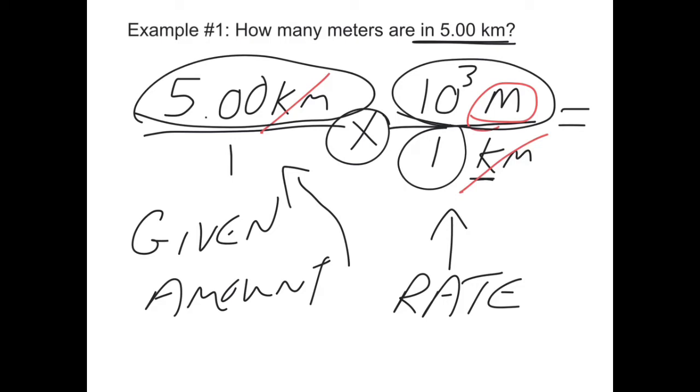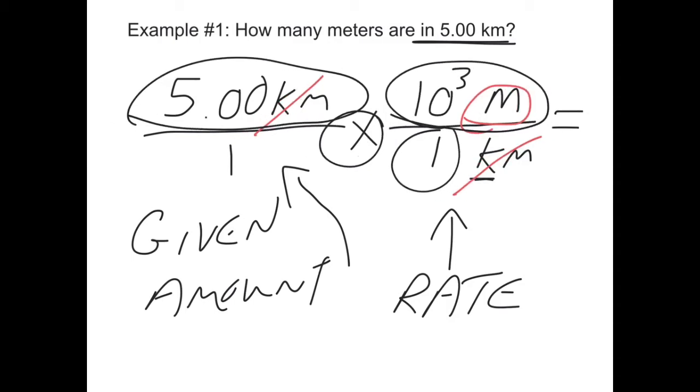If you remember our discussion of significant figures or significant digits, this 5.00 kilometers has 3 sig figs in it. So we've got the 5. Any numbers after the decimal are considered significant, and so we have 3 sig figs there. This is considered an infinite value, meaning there are exactly 1,000 meters in 1 kilometer. So they get infinite sig figs.